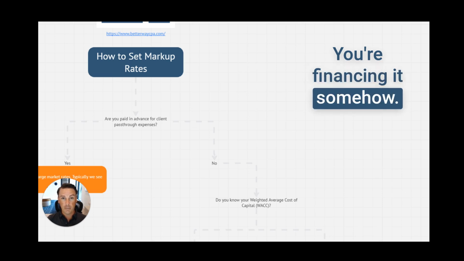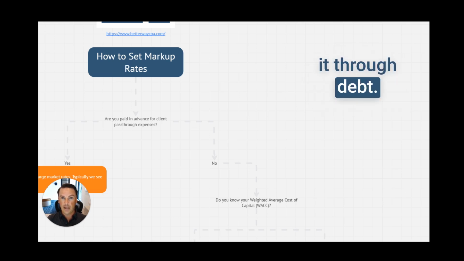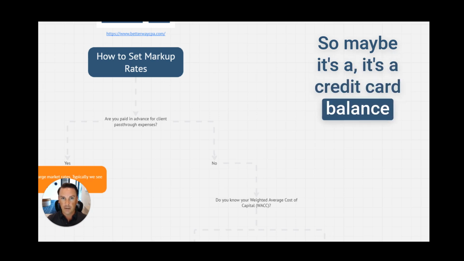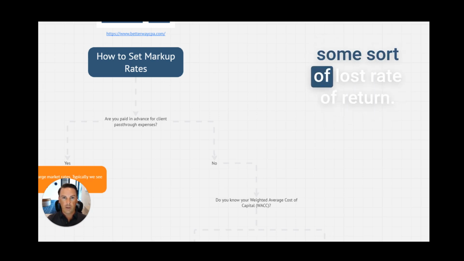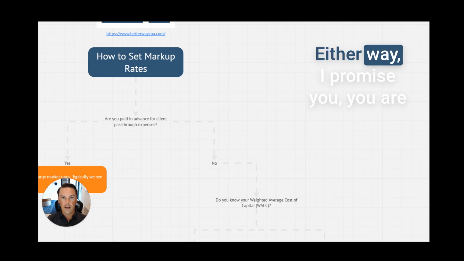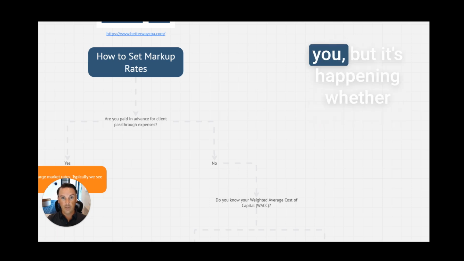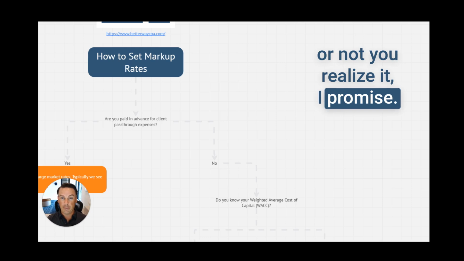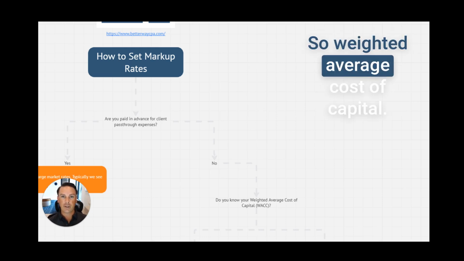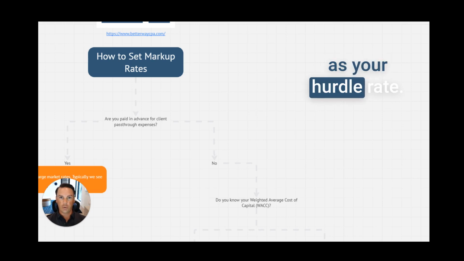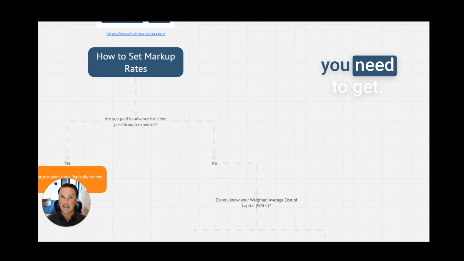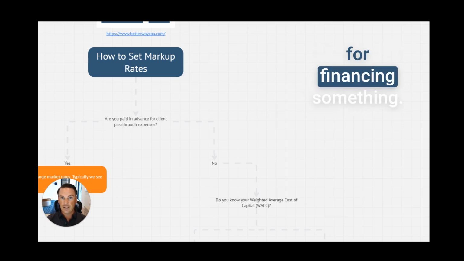You're financing it somehow. You're either financing it through debt, so maybe it's a credit card balance that you're going to carry, or some sort of lost rate of return. Either way, I promise you are financing it somehow. It may not be completely obvious to you, but it's happening whether or not you realize it. So, weighted average cost of capital, this is otherwise known as your hurdle rate. This is the rate of return that you need to get for financing something.